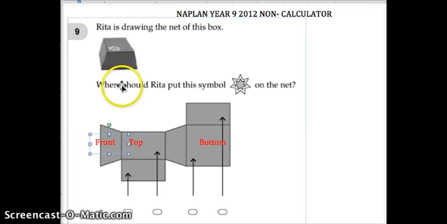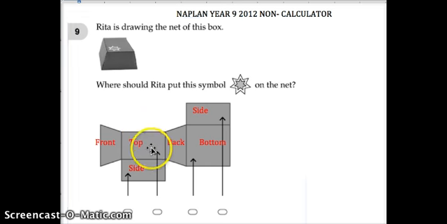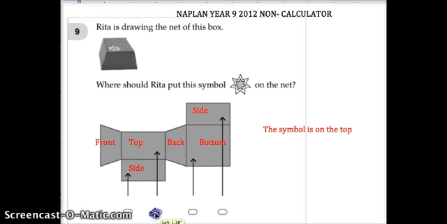So if we've got the front and the top, this bit here must be the side. This other bit, if this is the front and that's the top, this must be the back just here. And this must be another side there. So where should Rita put this symbol? If this is the top and so is this, then the symbol should go on this one, which is on the top. So the symbol is on the top. And so I'll just highlight this box here to show that the symbol should go there.